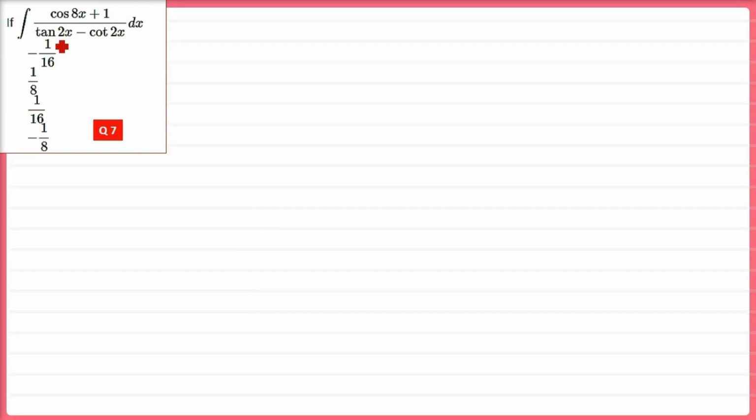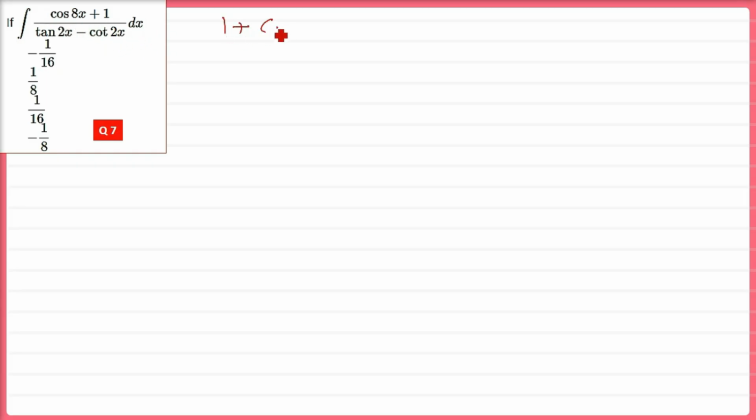Now cos 8x plus 1 divided by tan 2x minus cot 2x. So there are certain formulas which you are going to use. There are going to be a lot of 2's coming, 2, 1, 2, like this, 2, 2. So you have to take care of that 2. Let me show you the formulas first.